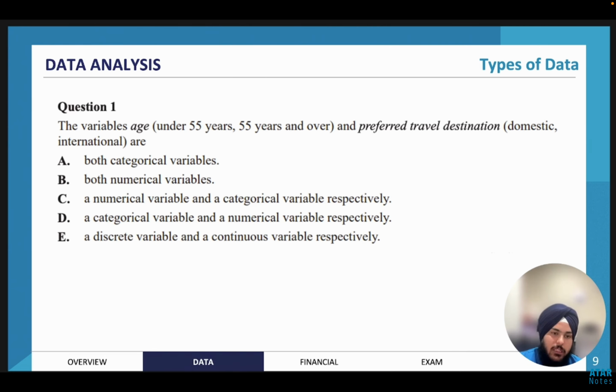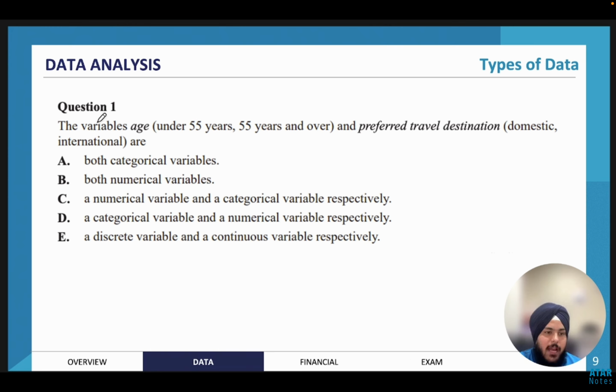Okay, now looking at just a quick practice question, a question that you're more than likely to get on your exam 1. A question that asks about 2 variables and you have to classify them. So we have the variables age, under 55 years and over, and we also have preferred travel destination.